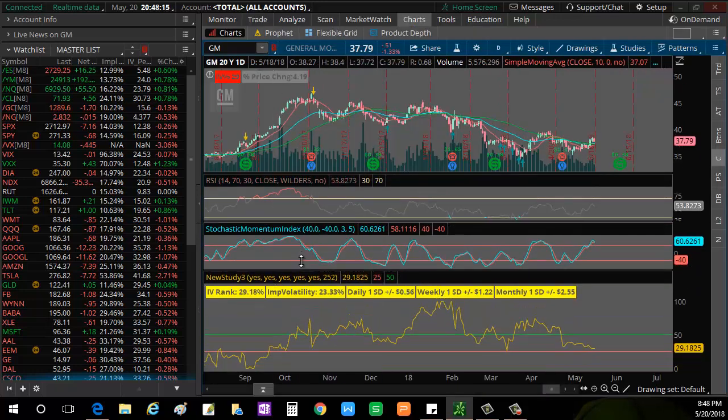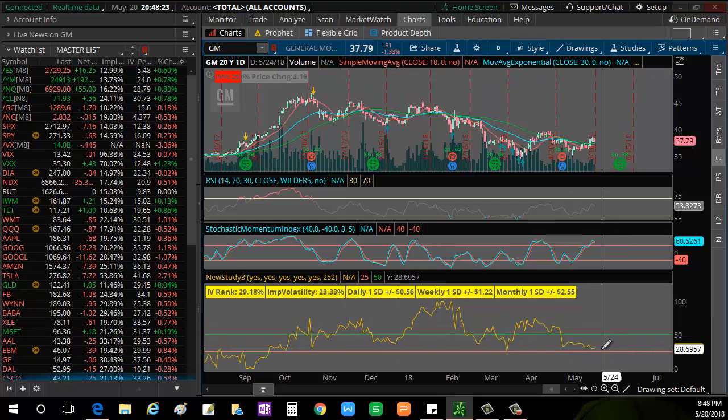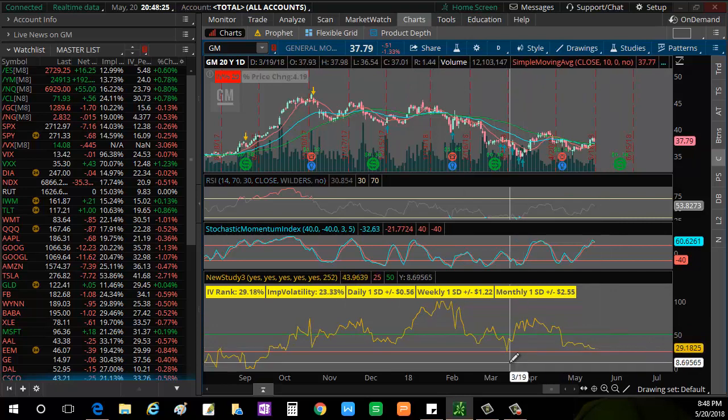But basically all we're looking at here with this tool is we're just trying to see whether we want to be a buyer or whether we want to be a seller of options. And at this particular time, if I was trading General Motors, I would want to be a net buyer.